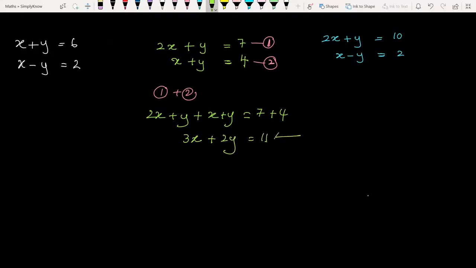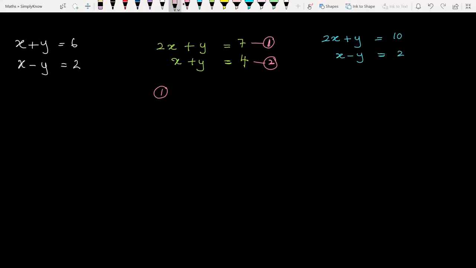Now look here. This equation, were we able to eliminate y? No. Again, we got a similar equation like equation 1 and 2. We have both unknowns here. So addition is not a solution. That means we should subtract. Okay, let's subtract. Now I'm going to subtract the second equation from the first equation.